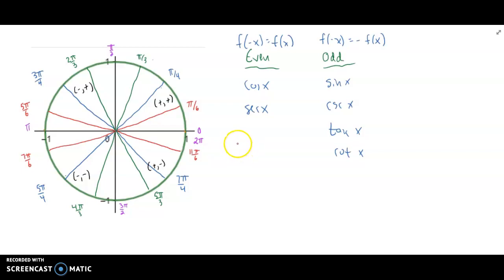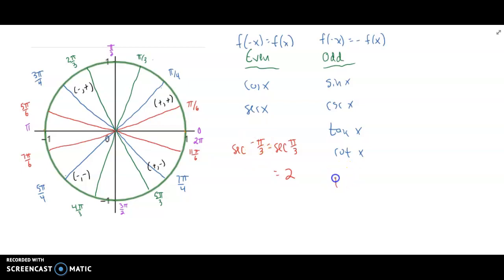So if I were to find something like, let's say, the secant of negative pi over 3. Based on our understanding that secant is an even function, what that means is it's going to have the same exact value as the secant of pi over 3. So again, we just have to know that secant value of pi over 3, which is the reciprocal of the cosine of pi over 3, which would give us 2. So not only the secant of pi over 3 equals 2, but the secant of negative pi over 3 equals 2.